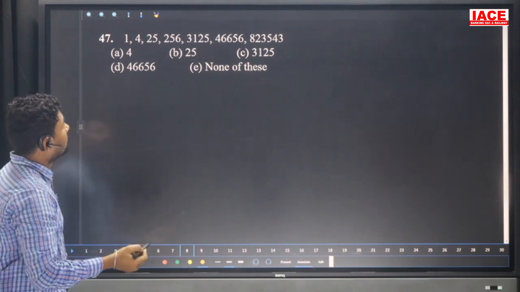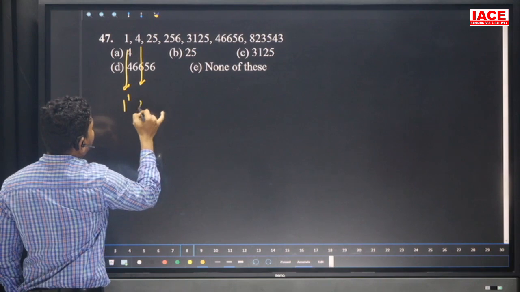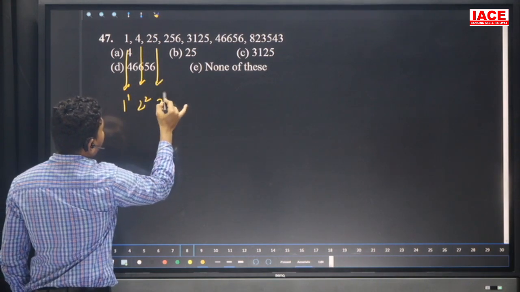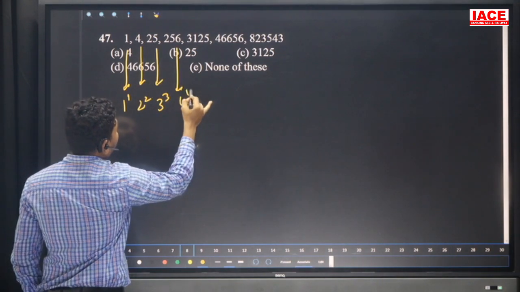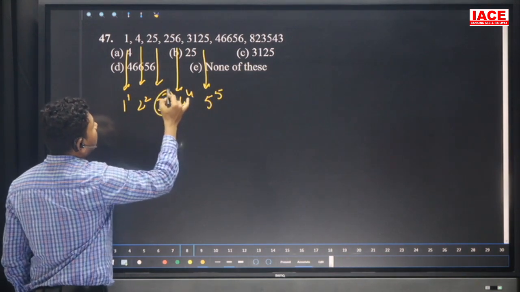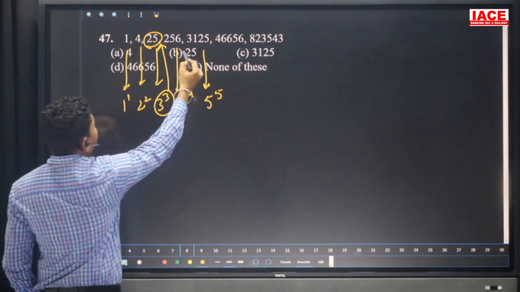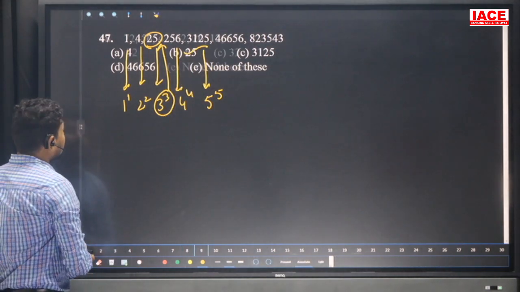1, 4, 25, 256, 3125. 1 we can write as 1 to the power of 1, 4 we can write as 2 to the power of 2, 3 to the power of 3, 4 to the power of 4, which is 5 to the power of 5. It is the series. Then 3 to the power of 3 value is not 25. Our wrong number is 25. Our option is B. And go for the next series.